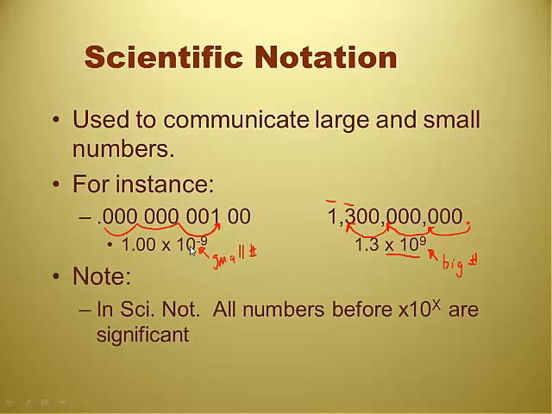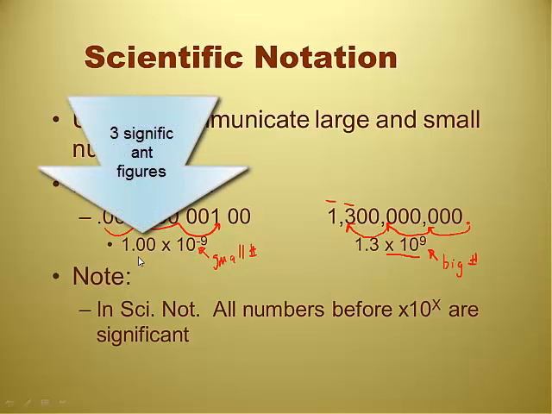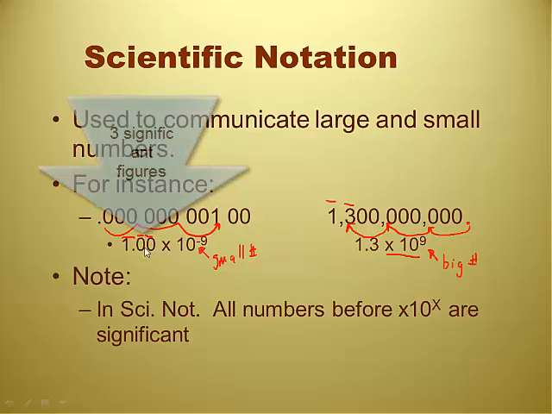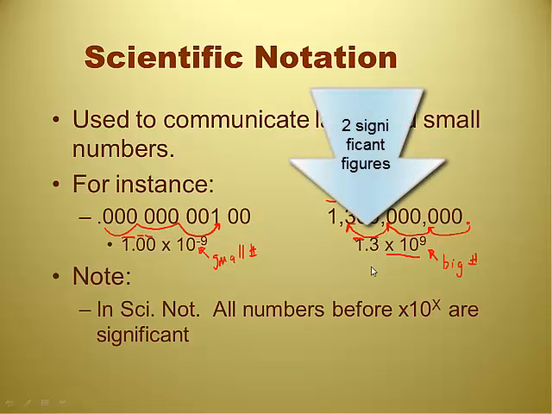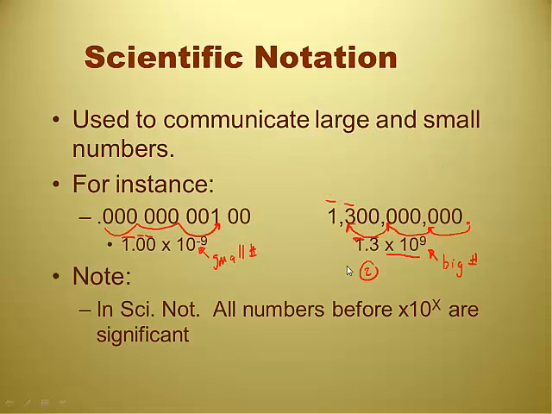All numbers before the exponent are significant. Sounds easy enough. The example on the left has 3 sig figs, and the example on the right has only 2. Yeah, that's what it looks like because we got 1.00, so those zeros are significant because the decimal's there. And 1.3, which is 2 sig figs. So 2 here and 3 sig figs there.